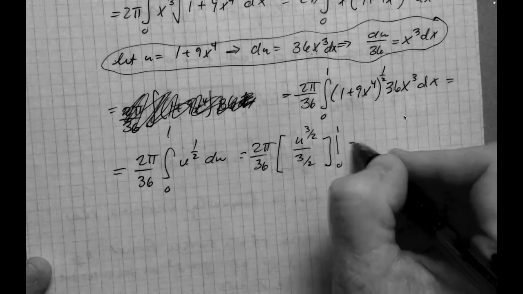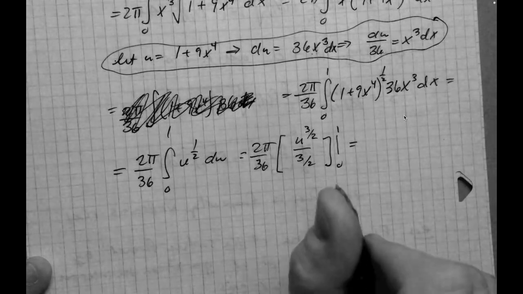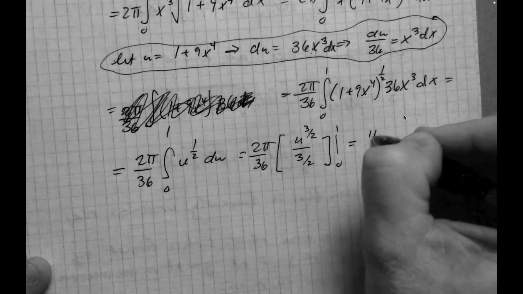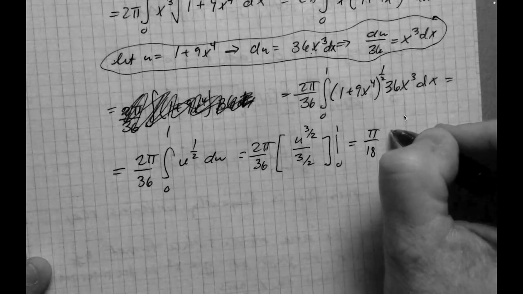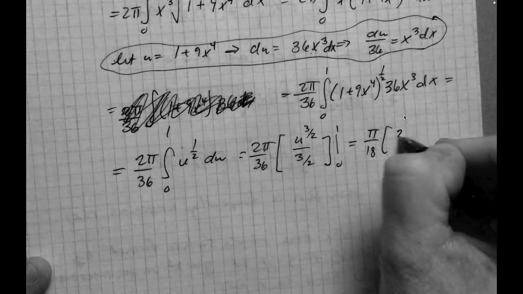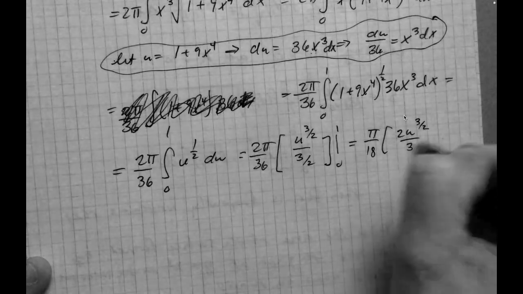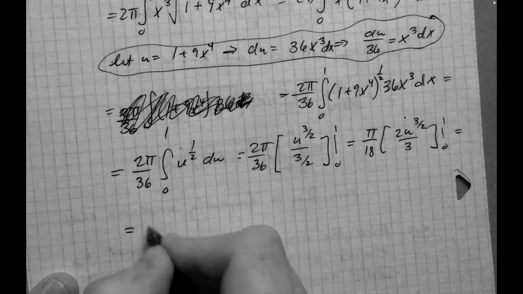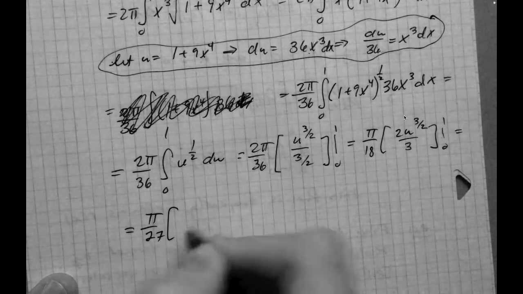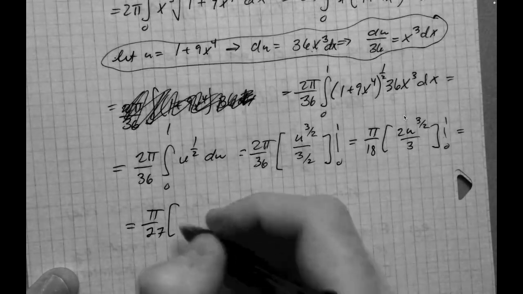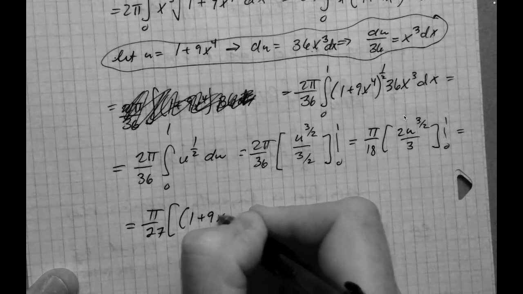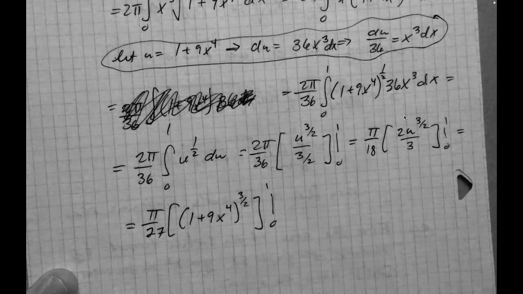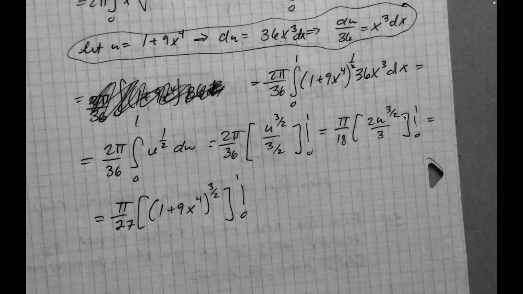And that means we get, let's see, pi over 18 outside here, and then it's 2u to the 3/2 over 3 from 0 up to 1, and so this would be pi over 27, and then it's u to the 3/2, but let's put in our other thing, 1 plus 9x to the 4th. Just like so. Okay.